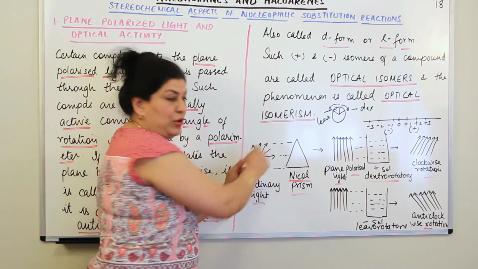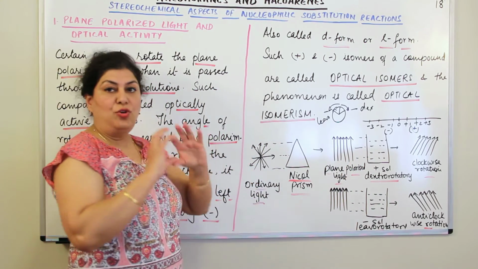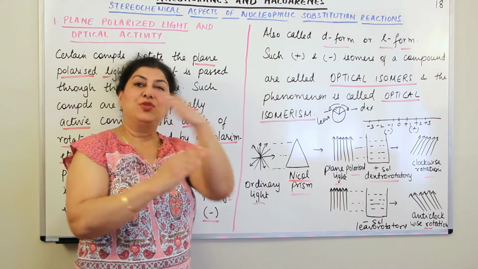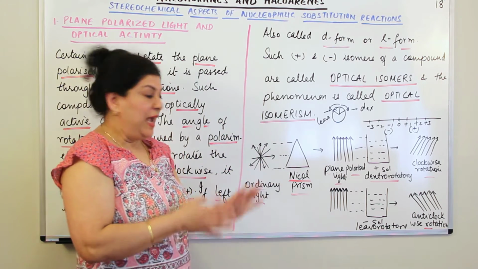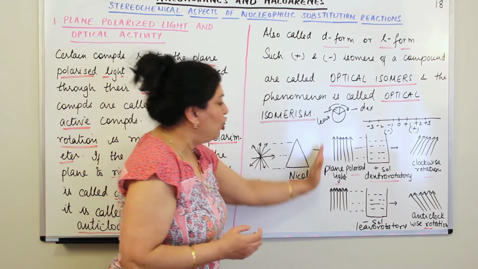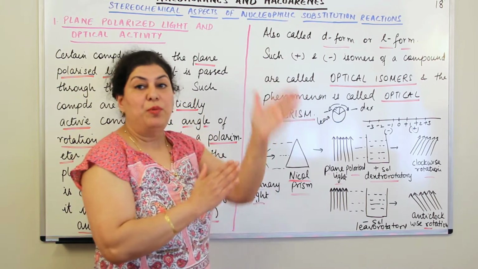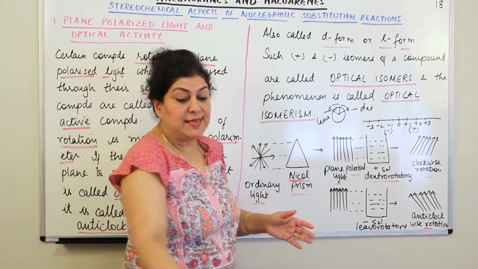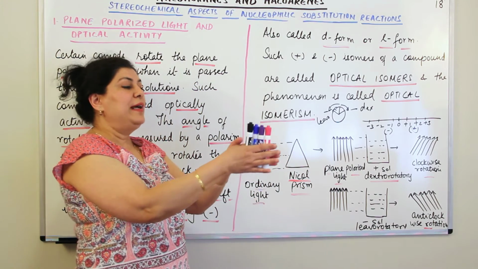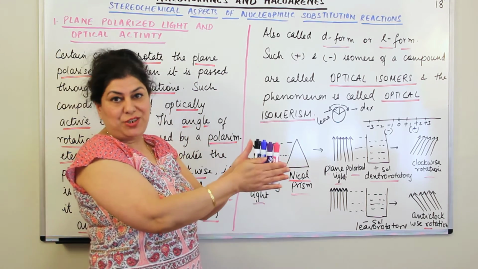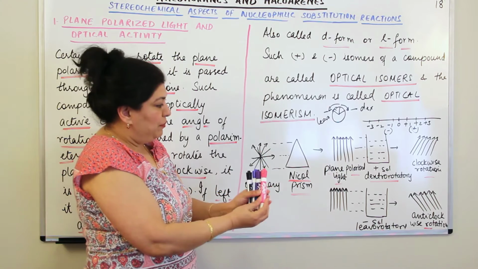This was normal light, where all the rays were going in all directions. We passed it through a nickel prism, and when we passed it through the nickel prism, we obtained plane polarized light. That is light having the rays in the same plane and all the heads pointed in the same direction. So we got plane polarized light.